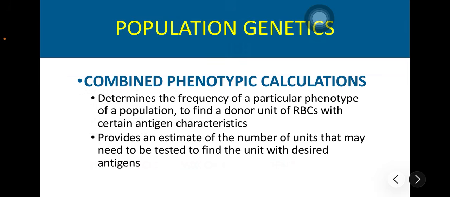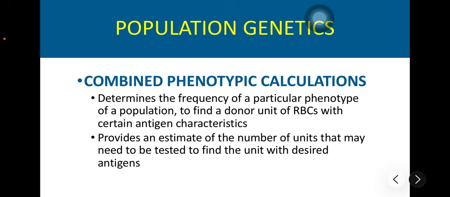Now let's proceed to population genetics. Population genetics is the statistical study of how often specific genotypes and phenotypes occur in a given population based on the gene frequencies. So in the blood bank, this is our mathematical toolbox used to solve two major problems. Number one is finding compatible blood for patients with multiple antibodies, and number two is predicting the number of carriers for a specific blood group.